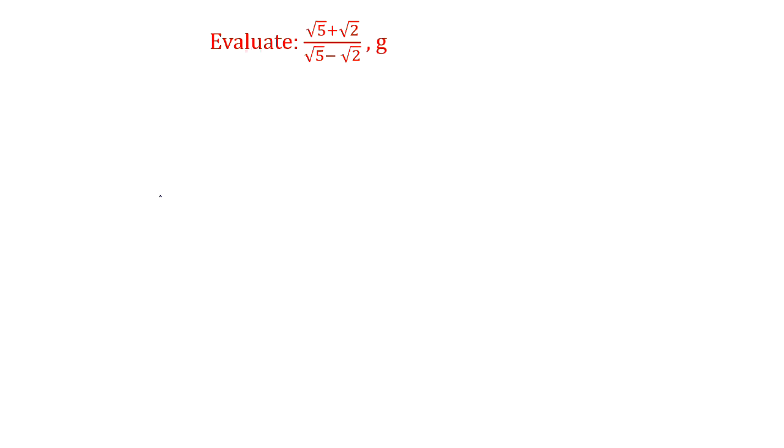Let us look at the next question. Evaluate (root 5 plus root 2) upon (root 5 minus root 2), given that root 10 is equal to 3.16. Here we are seeing the denominator with radical signs. That means square roots. So the process of converting the denominator to a rational number is called rationalizing the denominator.